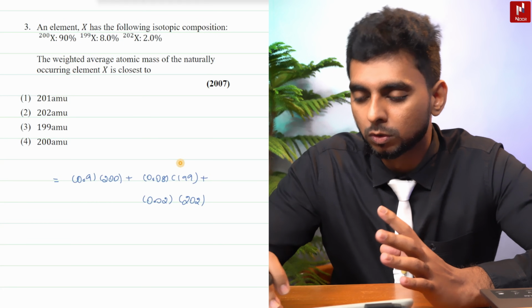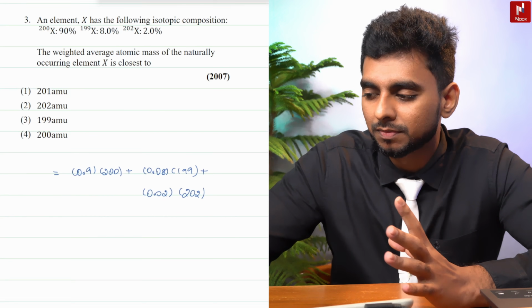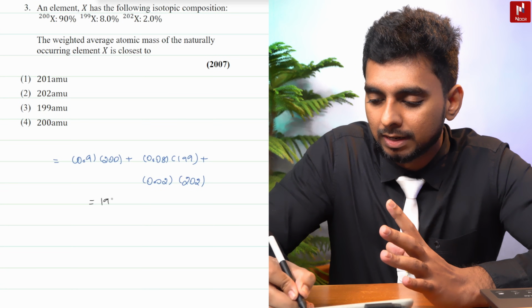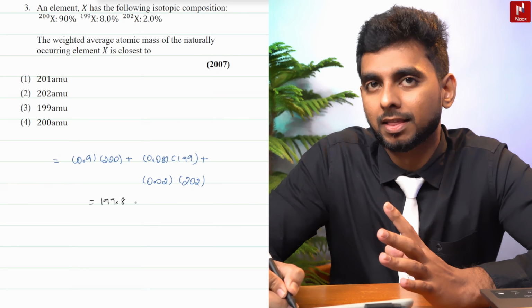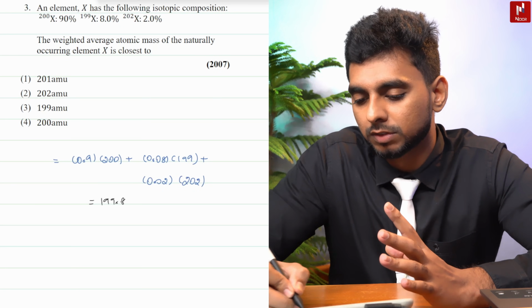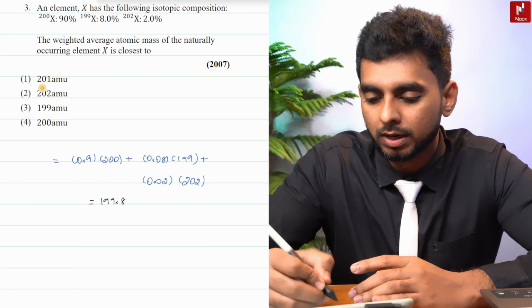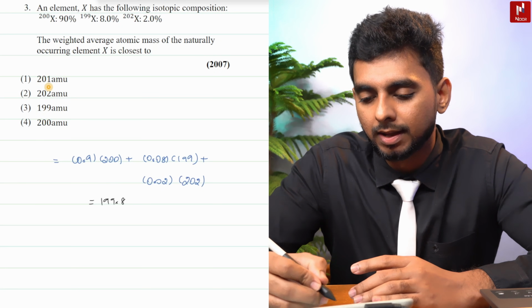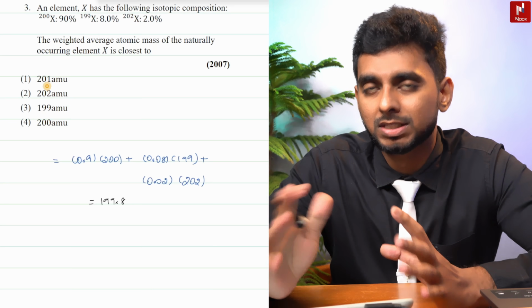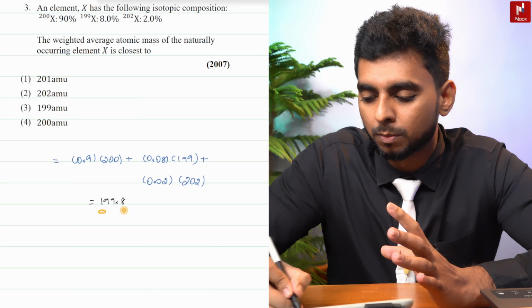If I do the math for this one, it will come somewhere around 199.8, something like that. Fine. If I take the average of this one, obviously if you look at the options, it is clear they haven't given anything related to decimals. Got it? So I'll have to approximate this one.